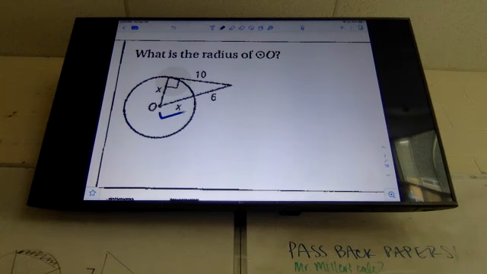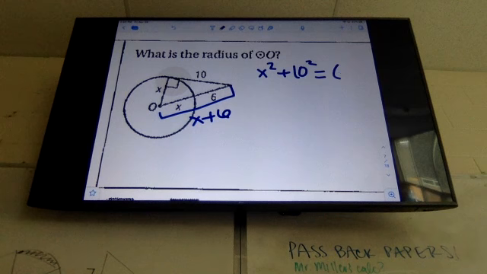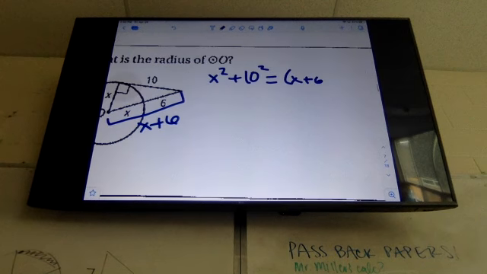Why? We have to do that whole side. I have students sometimes who want to say it's 6x. It's not 6 times x, it's 6 plus x or x plus 6. I don't care which way you write it. There must be a plus sign between them. That's your c, that's your hypotenuse. So we're going to say x squared plus 10 squared equals (x plus 6) squared. And make sure you put it in parentheses like I did.